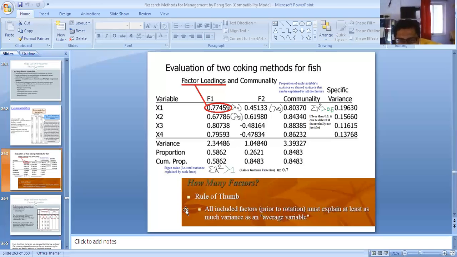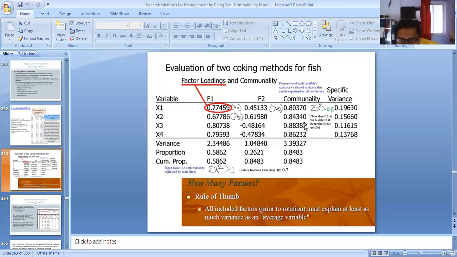Now, how many factors will you have to extract? The rule of thumb is that all factors included prior to rotation, which I will discuss later, must explain at least as much variance as an average variable. Basically it will depend upon the eigenvalue, which I am coming to later. First, let's talk about the communality.